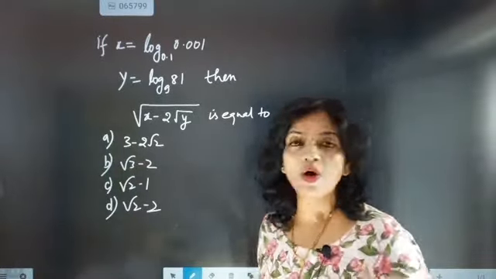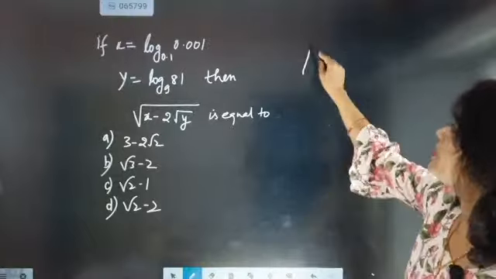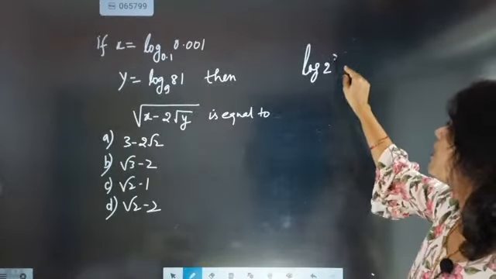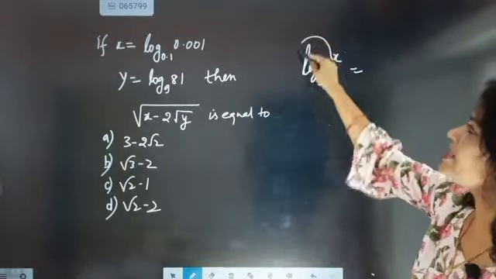Now we know the property already. I told you the property: log base 3 of 2 to the power x, then this x will come in front.